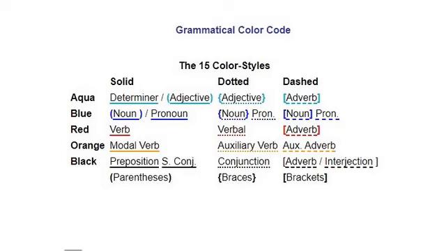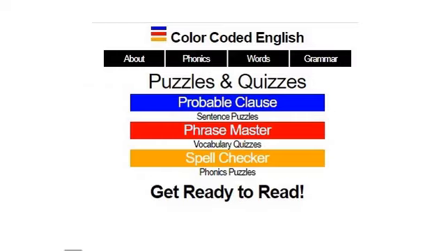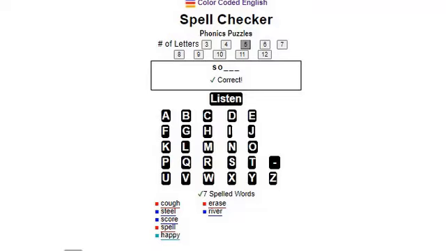Color-coded English contains puzzles and quizzes for learning phonics, vocabulary, and grammar. All of the content can be viewed on either a laptop or a smartphone. Phonics skills are fundamental to reading. With the spell checker quiz, students can choose the number of letters and words before hearing them and then trying to spell them. After the words are correctly spelled, they are pronounced again and listed below. The parts of speech of the words are indicated by colored underlines and by colored squares.